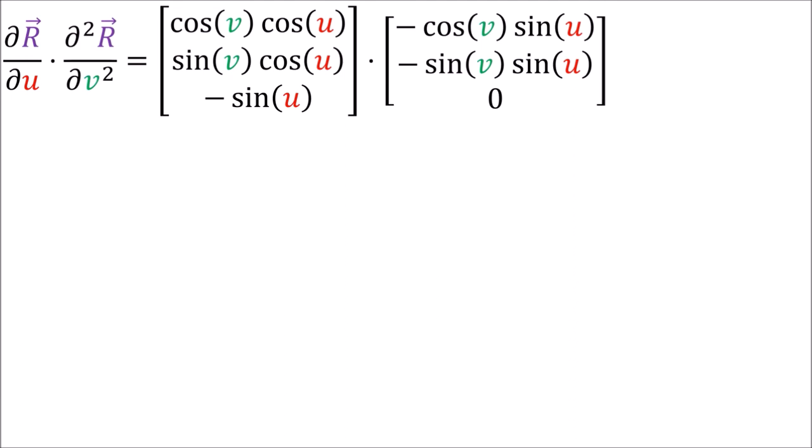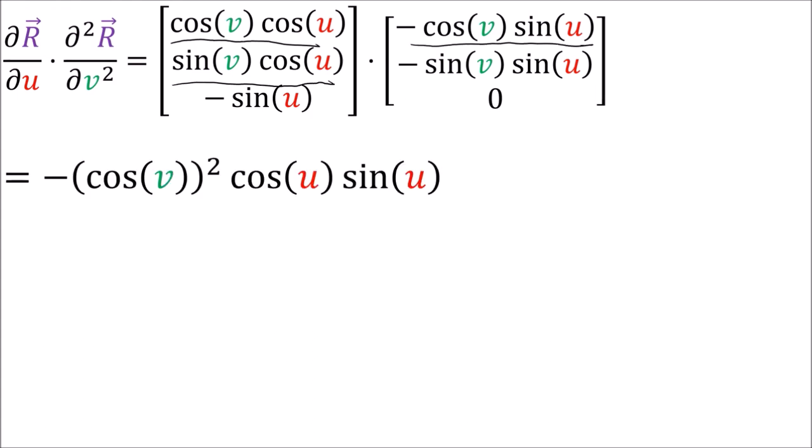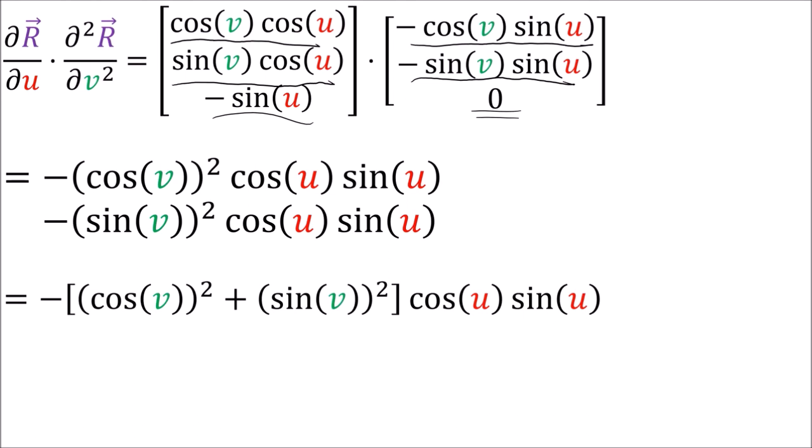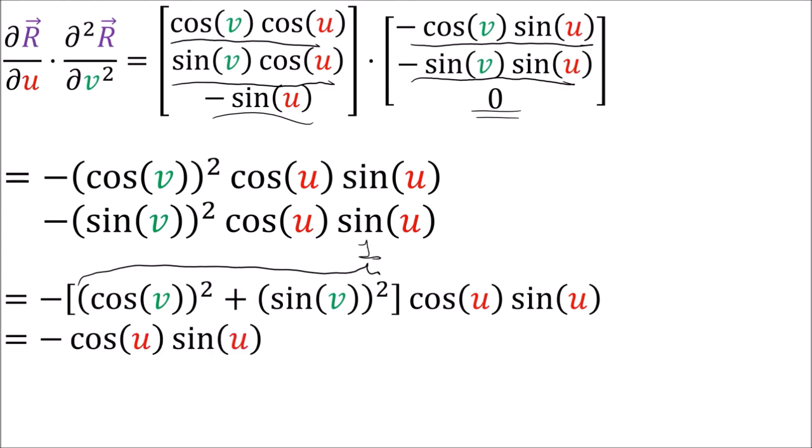Next, we'll do the u basis velocity vector dotted with the v acceleration vector. So this times this plus this times this, and the third term goes to 0. So again, we have cos of u times sine of u in common, and we can factor those out. And again, cos of v squared plus sine of v squared goes to 1. And so this dot product gives us negative cos of u times sine of u.